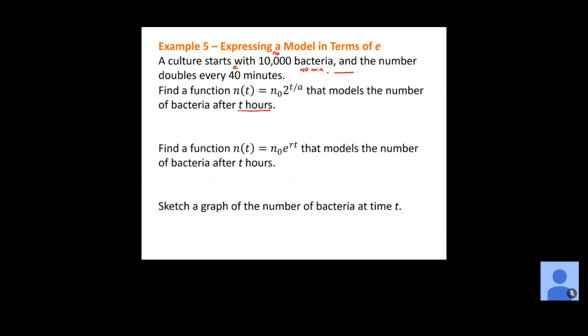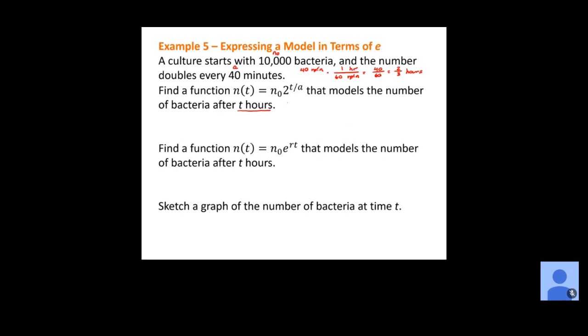So I'm going to multiply here. I need to cancel out minutes. I need to get to hours. So I know for every 1 hour, there's 60 minutes. Minutes cancel out. So that's going to give us 40 over 60, or 2/3 hours. Okay. So that tells me my a value now in terms of hours is going to be 2/3 instead.